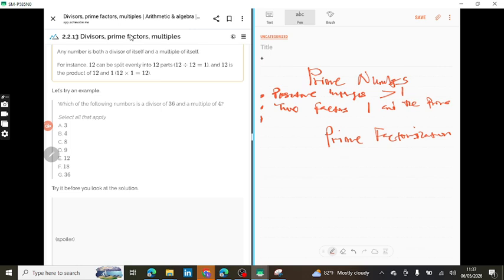Is 10 a prime number? Are you here? Is 10 a prime number? That's not a prime number. Okay. 10 is not a prime number. Is 2 times 5 the same thing as 10? 10 is 2 times 5. Both 2 and 5 are prime numbers. So the prime factorization of 10 is 2 times 5.